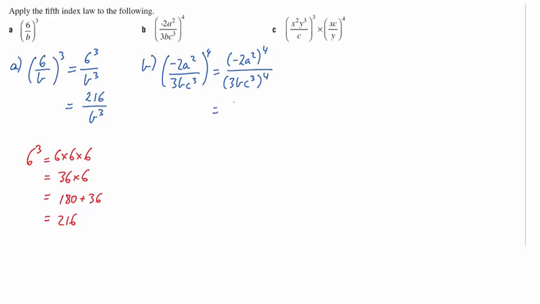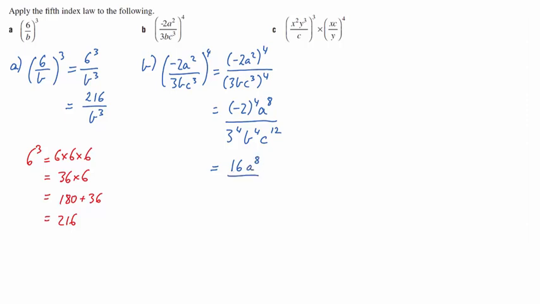So we have negative 2 to the power of 4 times a to the power of 8. A squared to the 4 is the same as a to the power of 2 times 4. And we have 3 to the power of 4, b to the power of 4, and c cubed is taken to the power of 4. So that's c to the power of 12. Now negative 2 to the power of 4 is negative 2 times negative 2 is 4. Then multiply that by itself, we get 16, a to the power of 8.